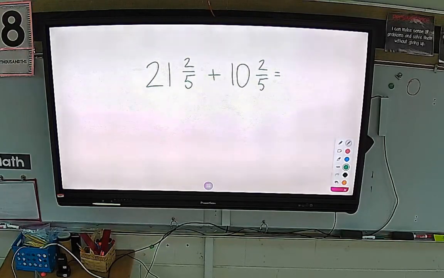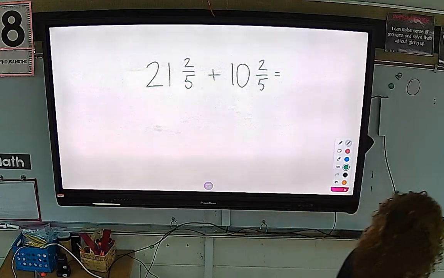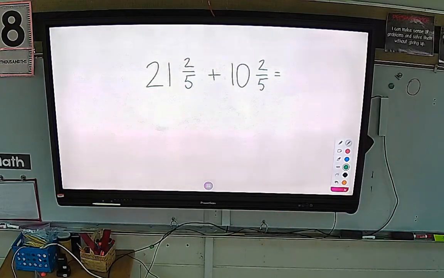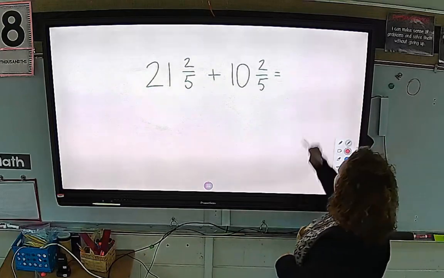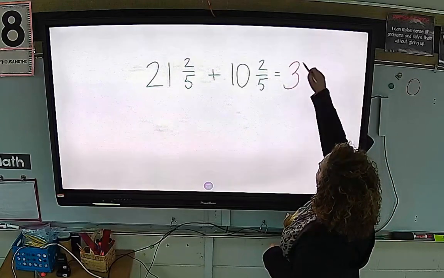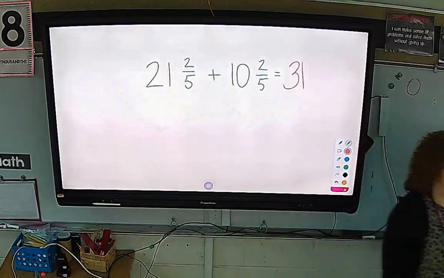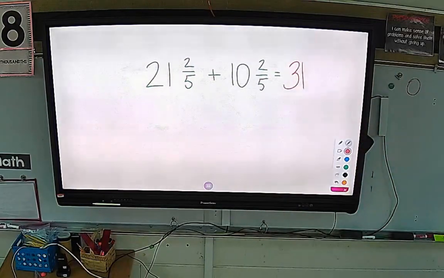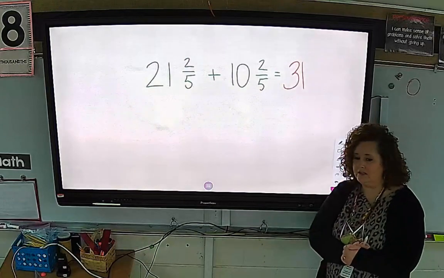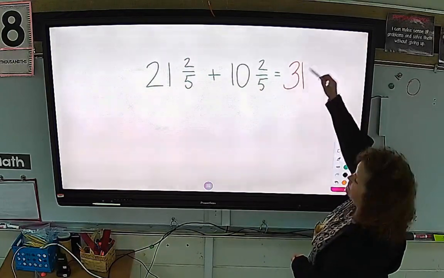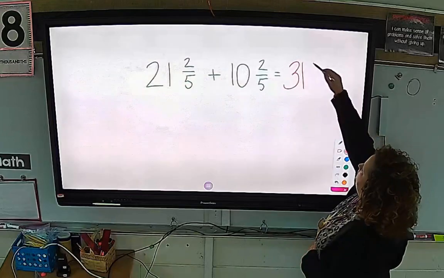So what do we do first? Caleb, what do we do first? We add the 21 and 10, and we get 31. Okay. And then what do we do? You add 2/5 and 2/5, the fraction pieces. And when we do that, we get 4/5. Okay.